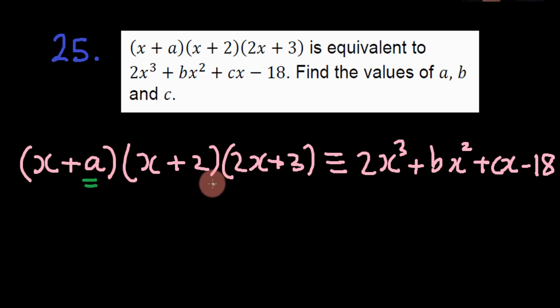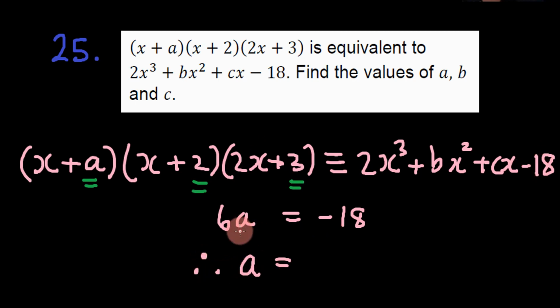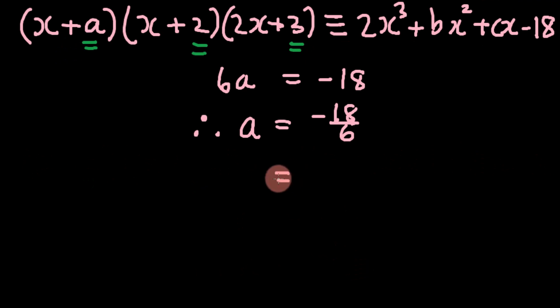So basically, A times 2 times 3. So A times 2 is 2A times 3 is 6A. So that means that 6A on the left-hand side must equal negative 18 on the right-hand side. In other words, the constant on the left-hand side must equal the constant on the right-hand side. Here we can solve for A. We can divide the 6 into the right-hand side. And now we see that A comes to negative 3.